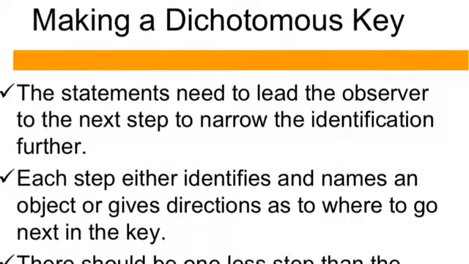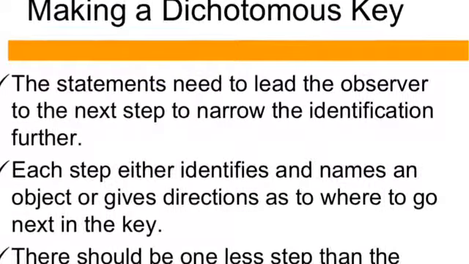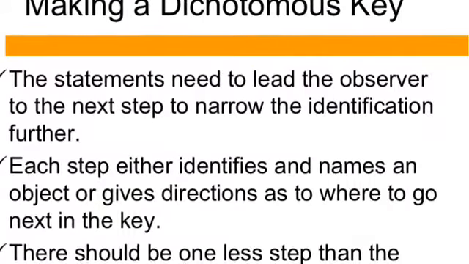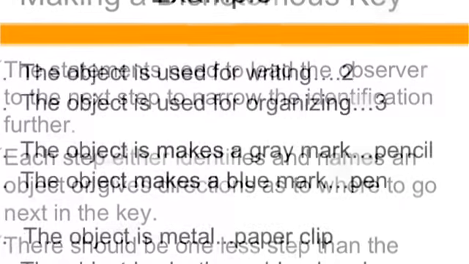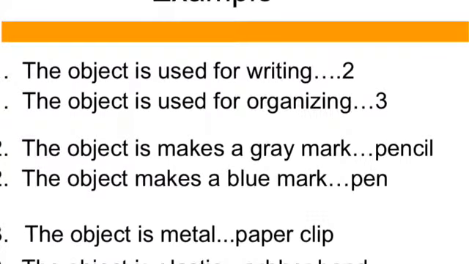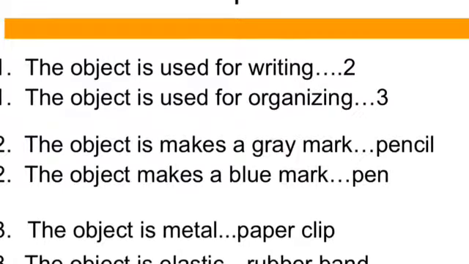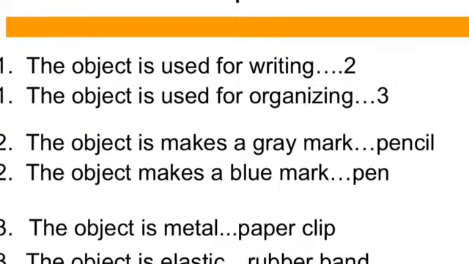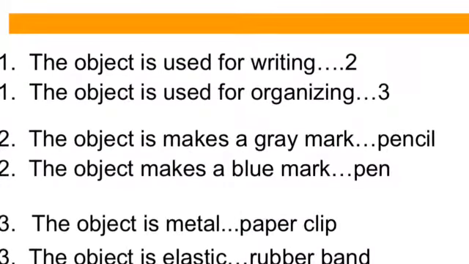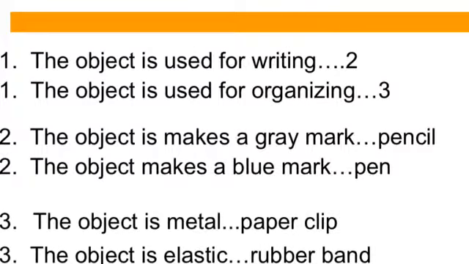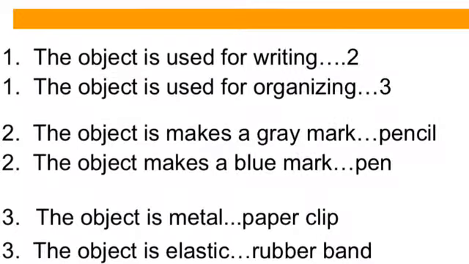So when we make this dichotomous key, we start by observing the group of things to be used in the key. We list the most general traits that can be used to divide the organism into categories, and each step involves making choices between two characteristics. And you can label it as 1A, 1B, 2A, and so on. The statements need to lead your observer to the next step and narrow the identification further. Each step either identifies and names an object or gives the direction as to where to go. There should be one less step than the total number of organisms to be identified in your key.